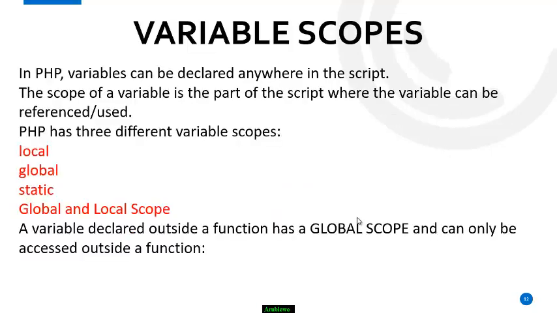So now we are going to write some practicals very soon. What are variables? They have variable scope. I think I will do this in more detail later after today. In PHP, a variable can be declared anywhere in the script. The scope of a variable is the part of the script where the variable can be referenced or used.